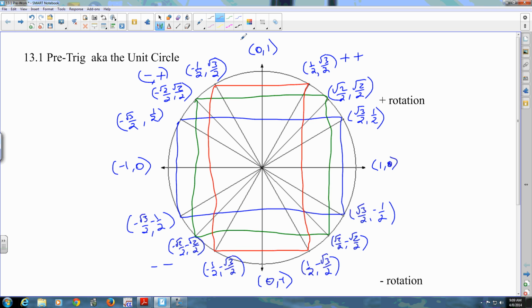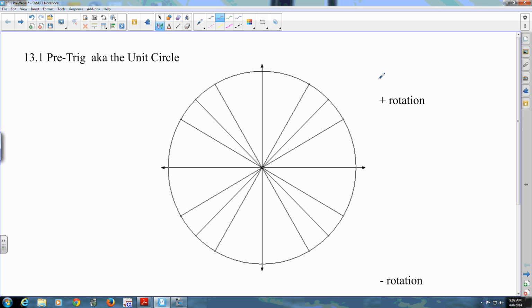Okay? Now let me show you another way that you guys can do this. All right? First, you're just going to have to memorize these numbers. 0, 1/2, square root of 2 over 2, square root of 3 over 2, and 1. The 0 and 1, I'm hoping you guys can get these four corners without any problems.